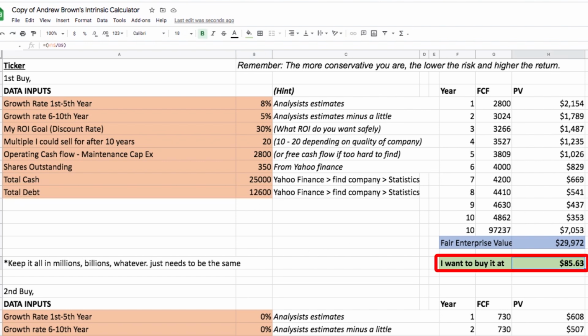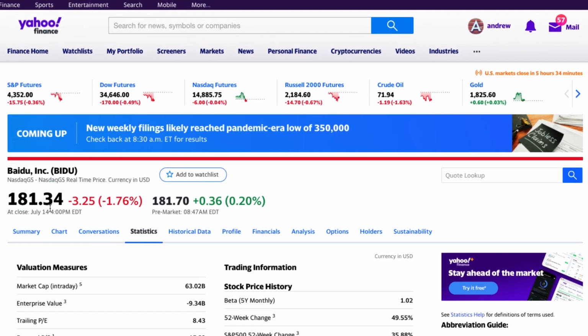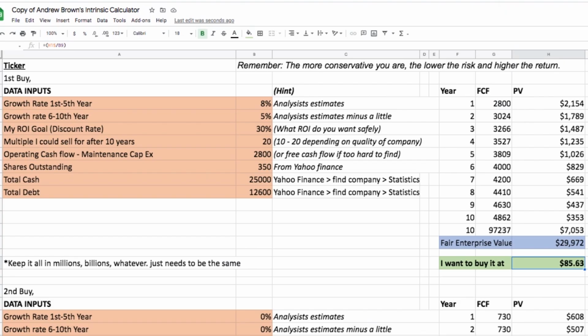That all spits out $85 would be a great buy price for BAIDU. And I go and have a look at the stock price and we're at 181 at the moment. So we're not even close. That's great. I can just push this aside.